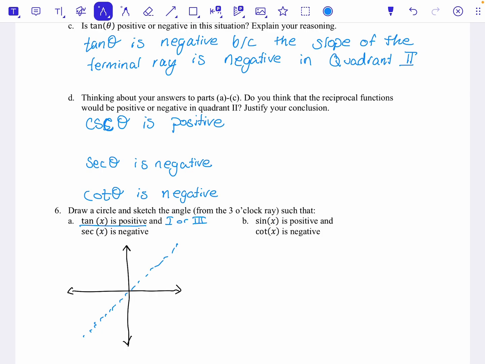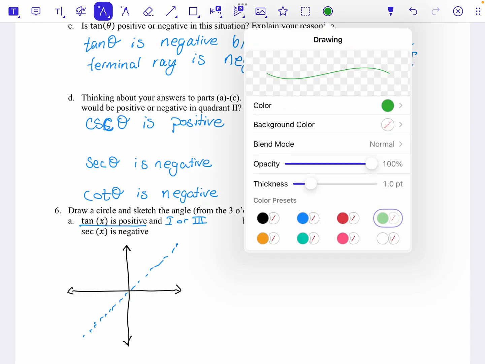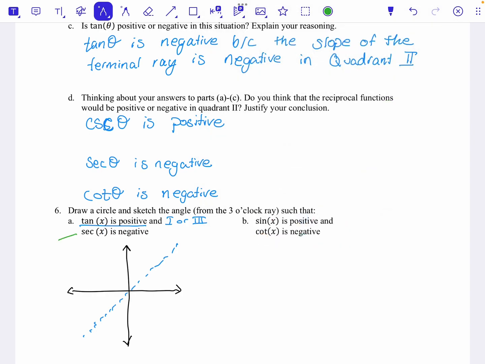But I'm also given that secant is negative. Well, we talked about secant being the reciprocal, and I like to make a note of this to myself. It's the same thing as 1 over cosine. So that means it's going to be negative when cosine is negative. Well, cosine is negative where our x-coordinates are negative, where our horizontal distance would be negative. So that's going to wind up in quadrants 2 and 3. And where do my two areas overlap? Well, they overlap down here in quadrant 3.